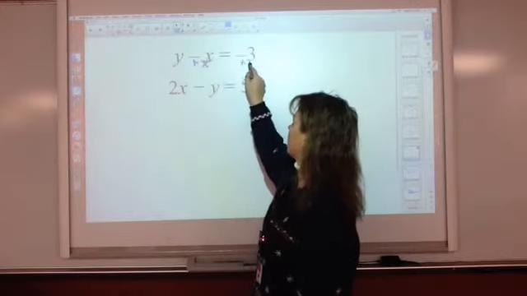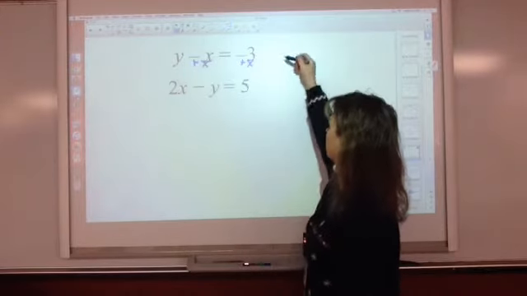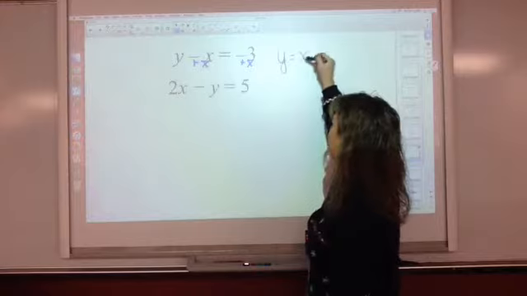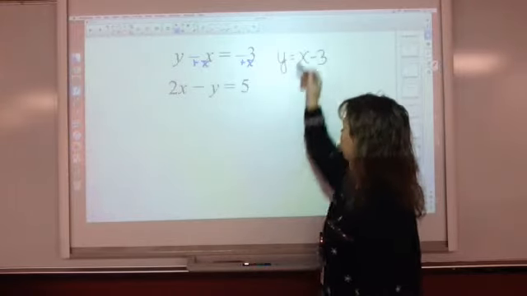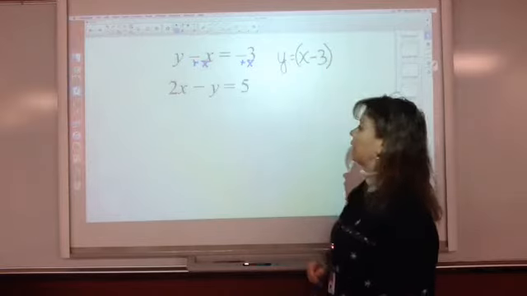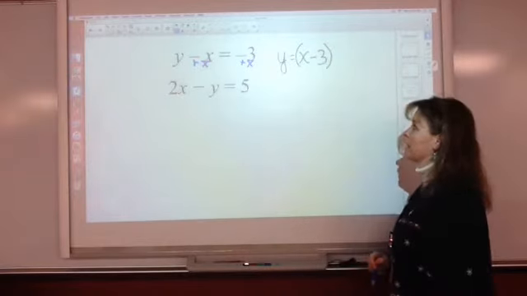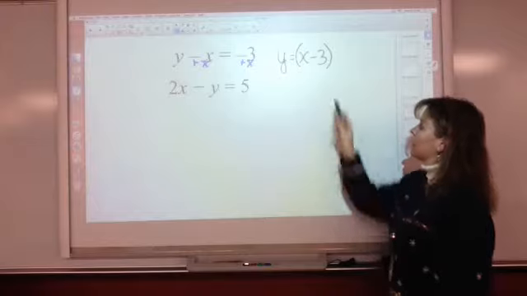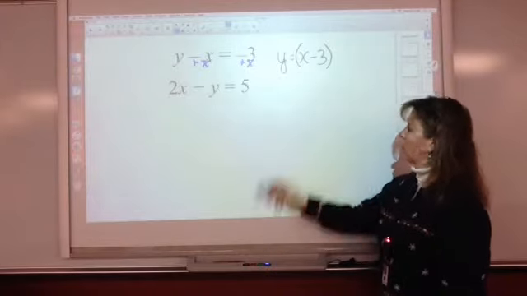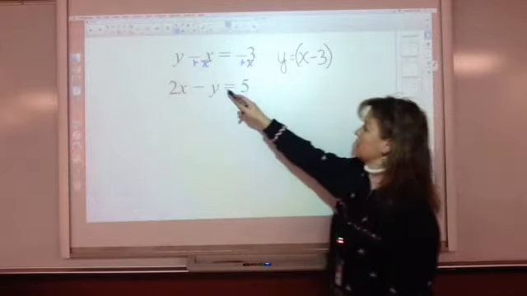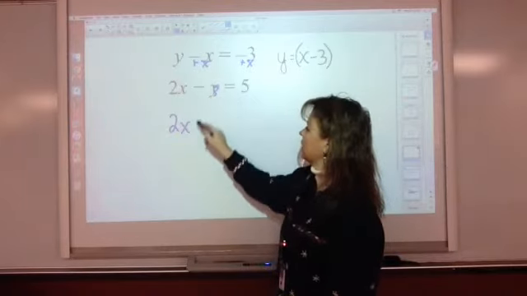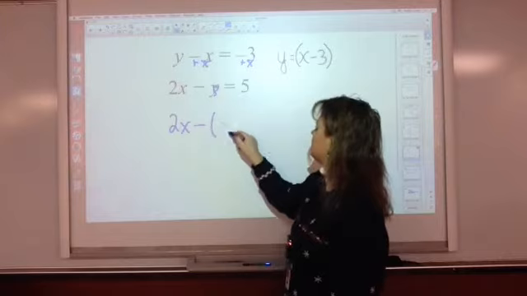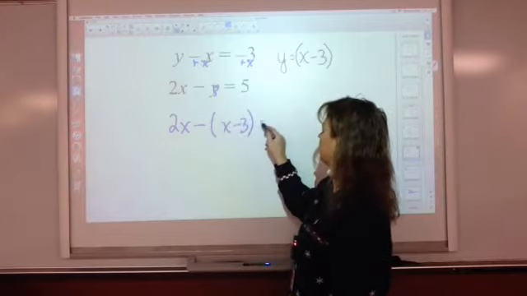If you add x to both sides, you end up with y equals x minus 3. An x and a negative 3. One step isolating a variable. You should be able to find that each time. That is going to get substituted, and now we're back to y. It's equal to y, so y comes out. 2x minus, parentheses, x minus 3 equals 5.